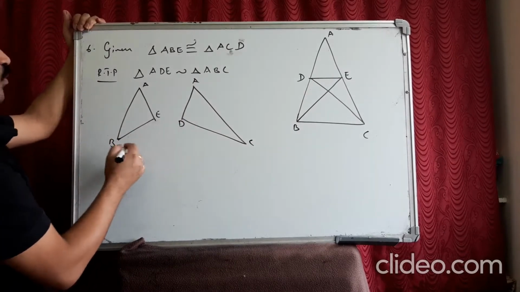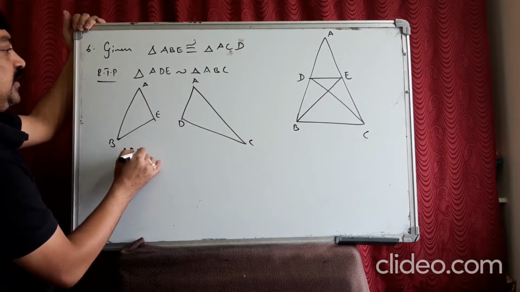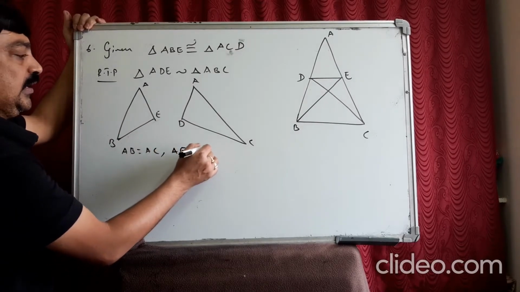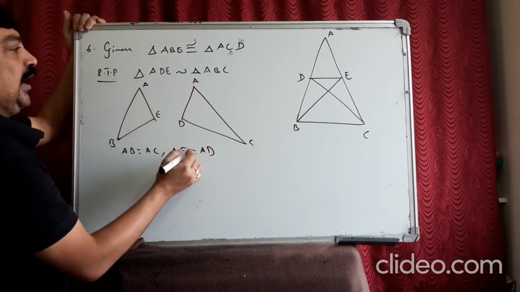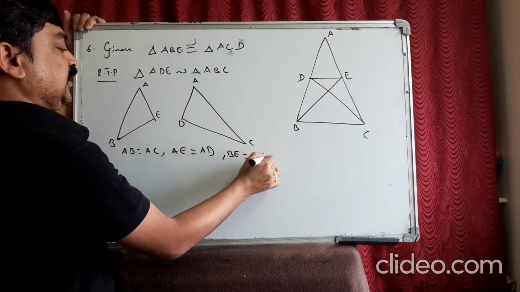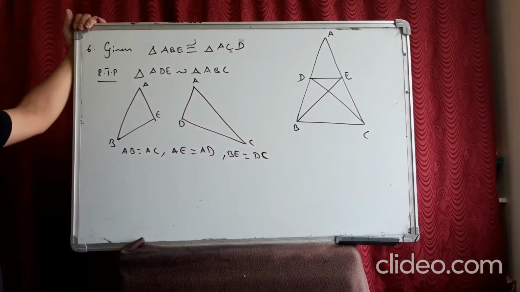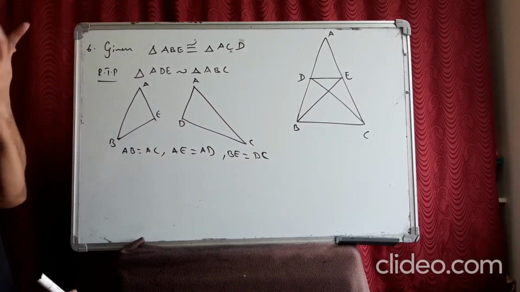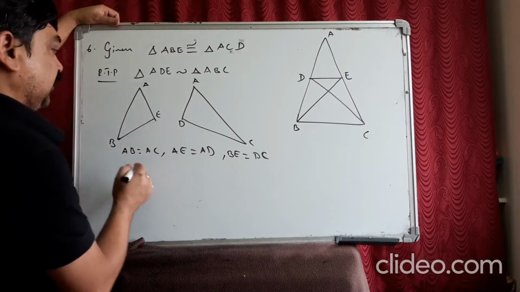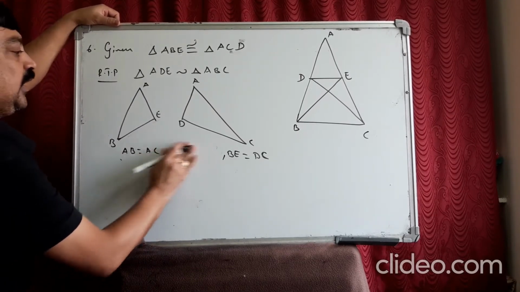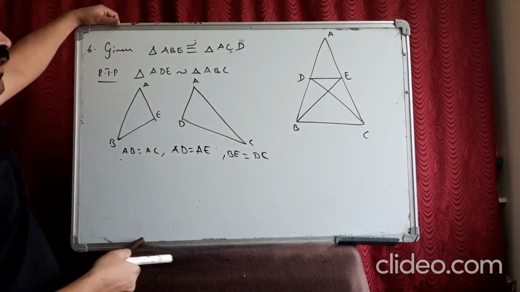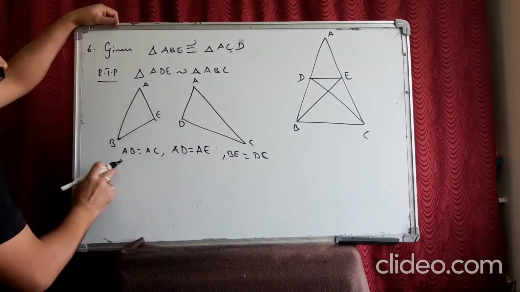What sides are equal? Clearly, AB is equal to AC, AE is equal to AD, and BE is equal to DC, because it is given that these two triangles are congruent. Now when AE is equal to AD and AB is equal to AC, you are also asked to prove something. Better you take AD is equal to AE and AB is equal to AC.